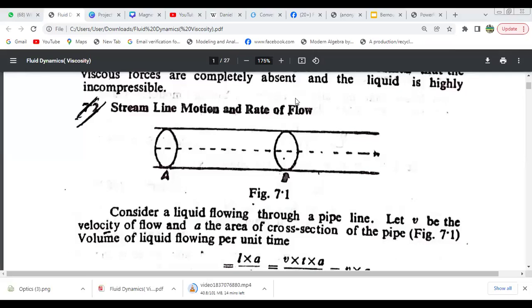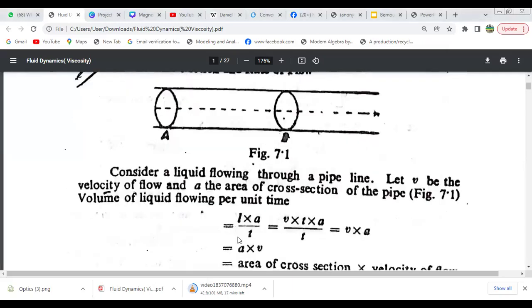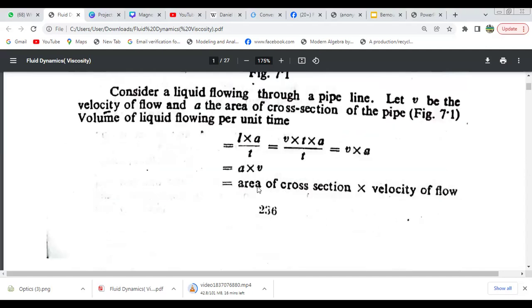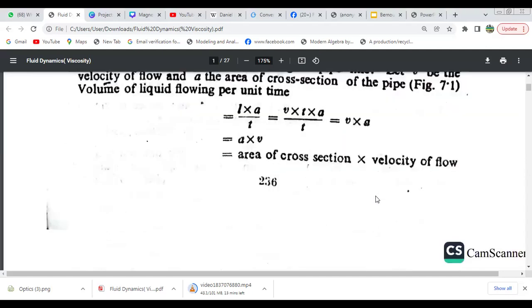Now, streamline motion and rate of flow. This is a tube in which fluid is flowing. Consider a liquid flowing through a pipeline. Let v be the velocity of flow and A the area of cross section of the pipe. So the volume of liquid flowing per unit time can be calculated. This equals L times A divided by t, so this equals v times t times A divided by t, and the t cancels. So it is A v, the area of cross section multiplied by the velocity of flow.